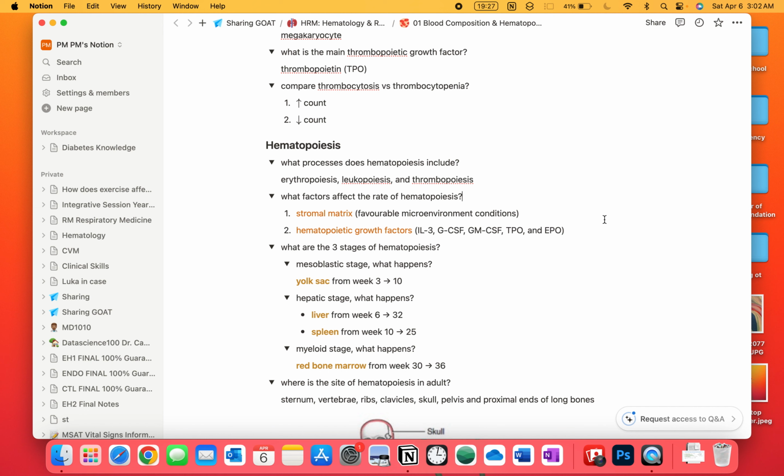Mesoblastic is yolk sac, week 3 to week 10. Hepatic has to be liver and spleen. So week 6 to 32, week 10 to 25. Connects into week 3 as the liver and spleen can be enlarged in HDN. Myeloid stage, what happens? Red bone marrow from week 30 to 35.